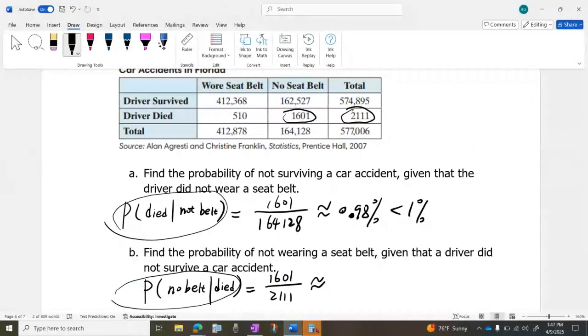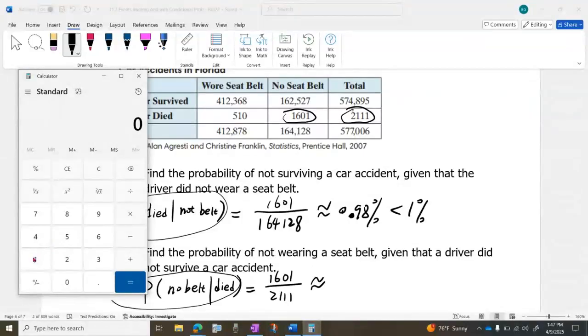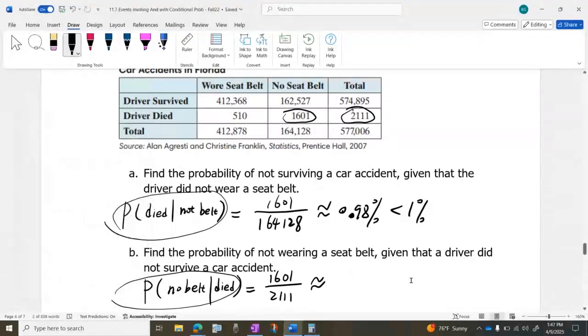And this one, do I have two of that? So this one we're going to divide 1,601 by 2,111 and times 100, so it's going to be about 76%. Right? So among the people who did not survive an accident, 76% of them did not have a seatbelt.